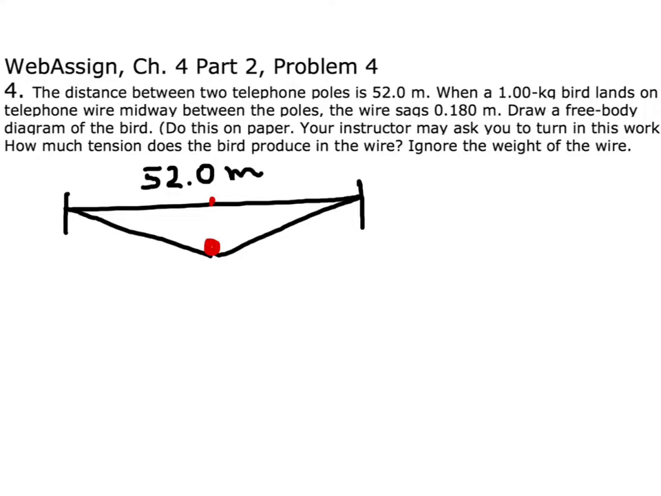So what they tell you is how much that sag is. You can see that this distance here is 0.180 meters. Not able to write it very well here. That's the sag that's given to you, and the whole distance is 52. So half of 52 is this distance here, so that's 26 meters here, right?